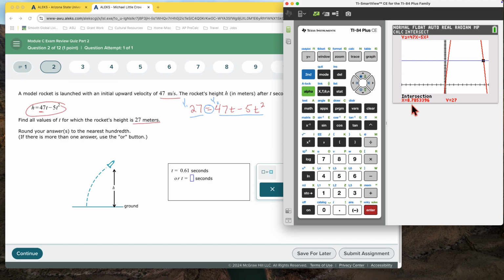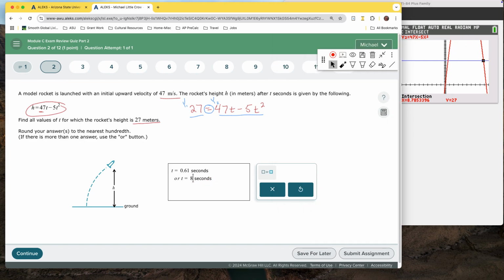8.79. We're going to round that 8.79 seconds. It's back down to 27 feet. So it hit 27 feet first, went up higher, and then came back down. 8.79.